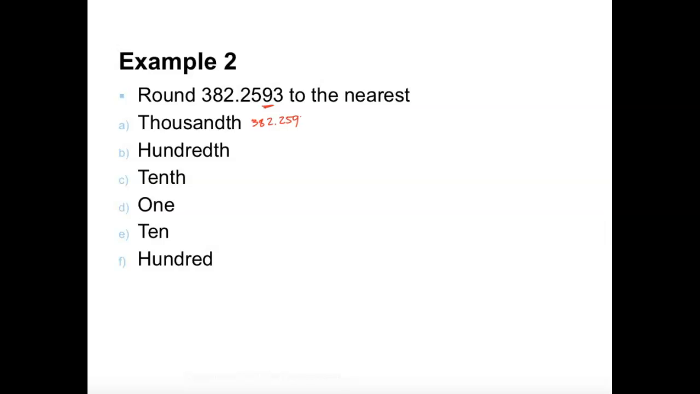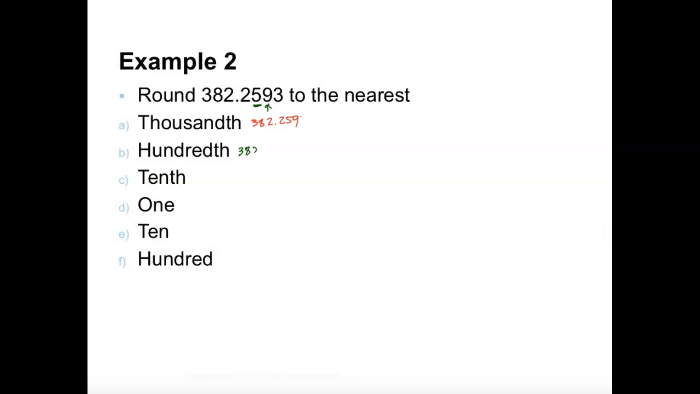Good. All right, now let's go to the nearest hundredth in the chat. Good. So now we're trying to round to that decimal place. So we're looking at the 9, which is greater than or equal to 5. So it's 382.26. Tenth. $382.3. I agree with that.